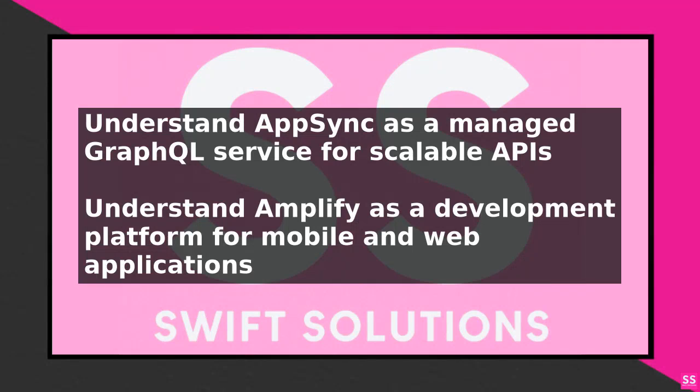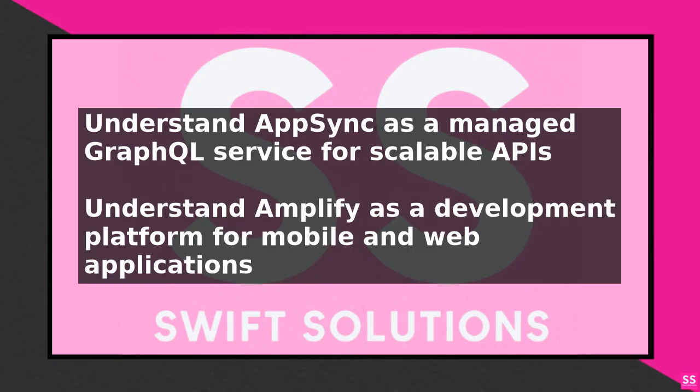To secure AWS Amplify AppSync integration, start by understanding the basics of AppSync and Amplify. AppSync is a managed GraphQL service that allows you to build scalable and secure APIs, while Amplify is a development platform that helps you build, deploy, and manage scalable mobile and web applications.